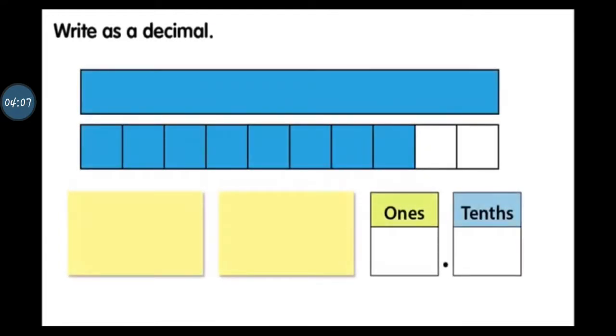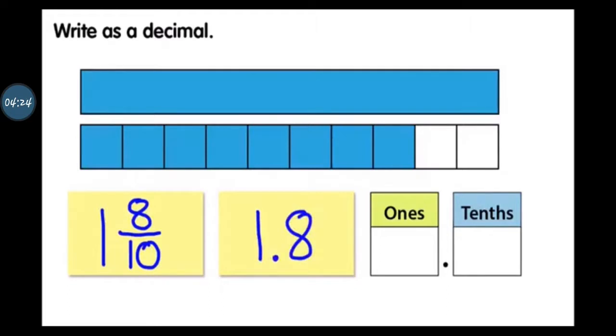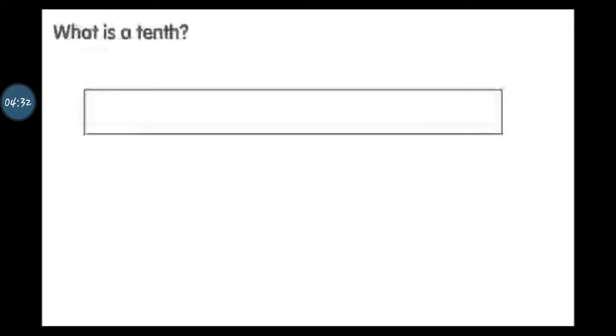Now, in this example, we have two things. One is the whole, and one is divided into 10 equal parts, and 8 parts are colored. So in the fraction form, we can write 1 whole 8 upon 10. In the decimal form, we can write 1.8. The place value of 1 is ones, and the place value of 8 is tenths.